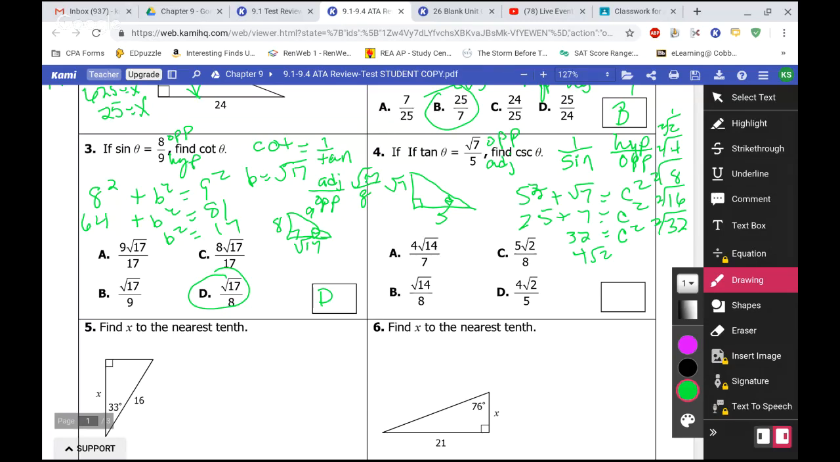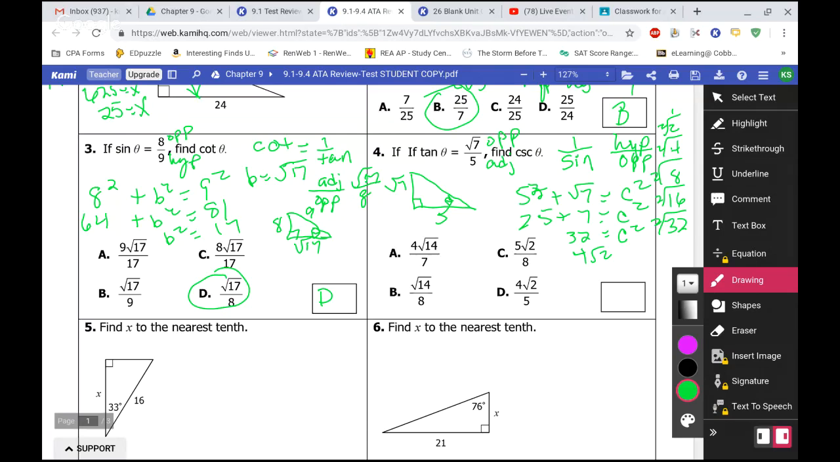I think you're on the right track because if you do 4 root 2 and then it's hypotenuse over opposite, so 4 root 2 over root 7, and then you just multiply both the top and the bottom by root 7. Got you. And then you'll get A. Thank God you were here, Alex.